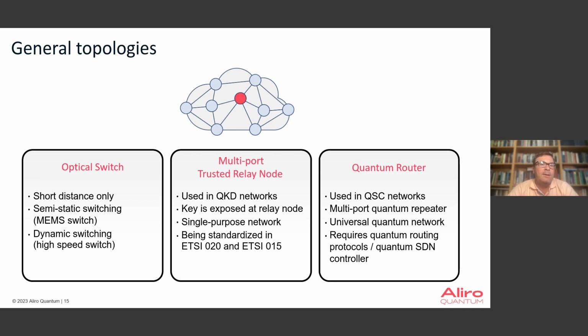This approach has the same problem that I mentioned before. The relay nodes need to be trusted because the key is exposed at each hop. And once again, a better approach is to use multi-port quantum repeaters, which we refer to as quantum routers. Once you have quantum routers, you have a general-purpose, general topology entanglement-generating network that can support multiple applications.